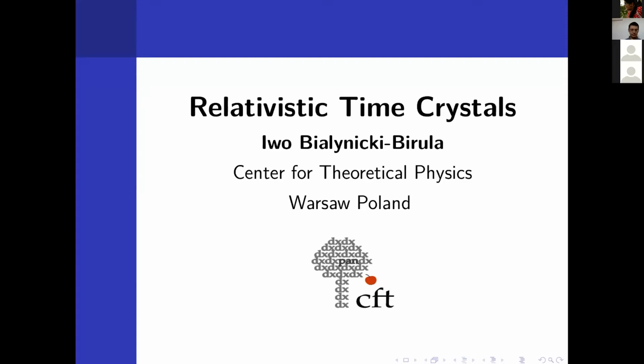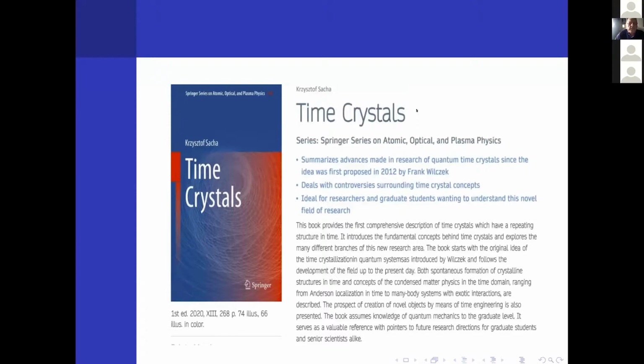Let me start the talk. It's relativistic time crystals. Crystals will be made from electron-positron pairs. Time crystals have become a big business now, and one of the leading gurus is Krzysztof Sacha, who has recently published a book about time crystals. I don't personally like to be in a crowd, but this time I could not resist the temptation because there were some things happening before that gave me the idea that perhaps something can be done.